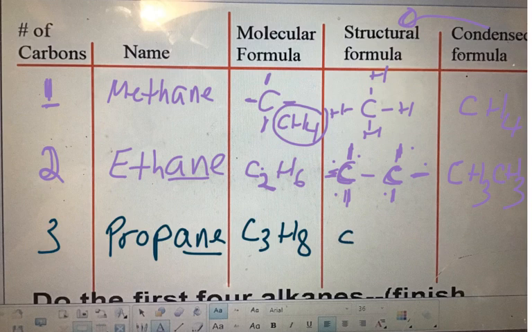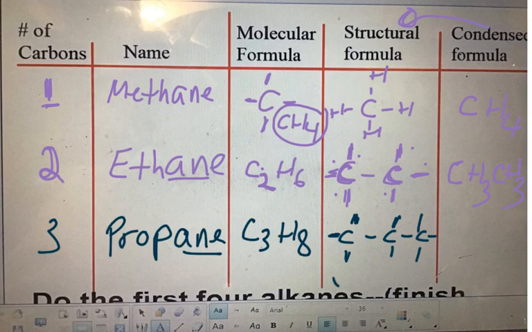Okay, structural formula. What do I do? I write 3 carbons down, 1, 2, 3, and I fill my hydrogens in. 1, 2, 3, 4, 5, 6, 7, 8. So each of these lines right here on the outside represents hydrogens, right? Okay, and that's it. What's my condensed formula going to be?